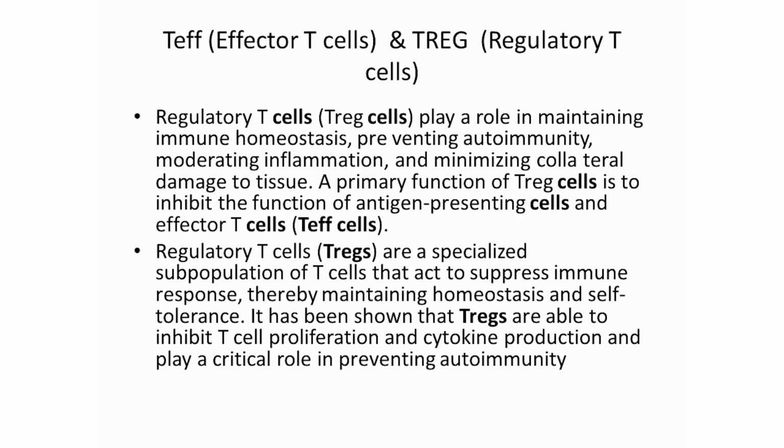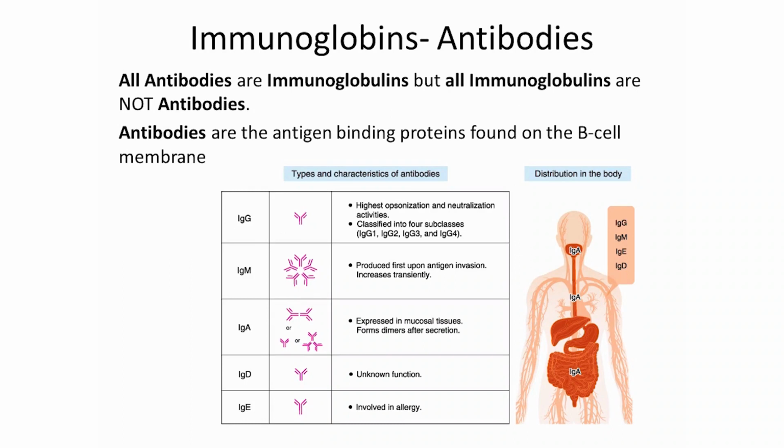Another important part in the immune mechanism is immunoglobulins. We all know IgG, IgM, IgA, IgD and IgE. All antibodies are immunoglobulins essentially, but all immunoglobulins are not antibodies. From where they come, this is all about. IgA you can see in your saliva, in your GIT.